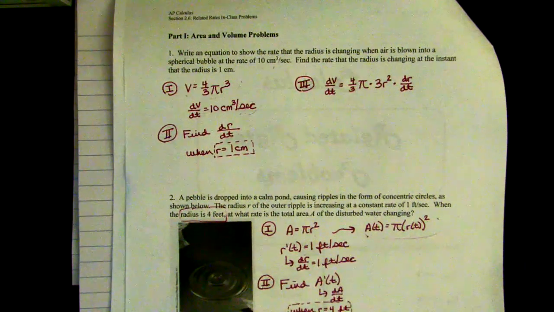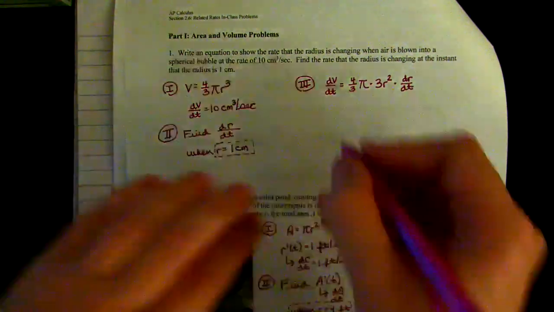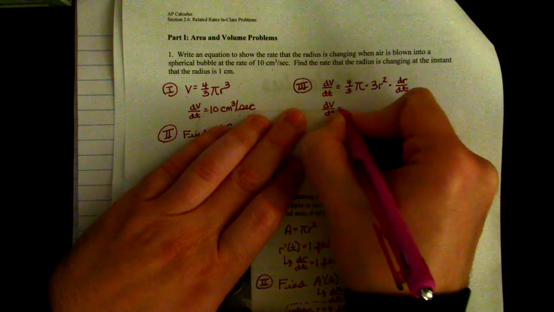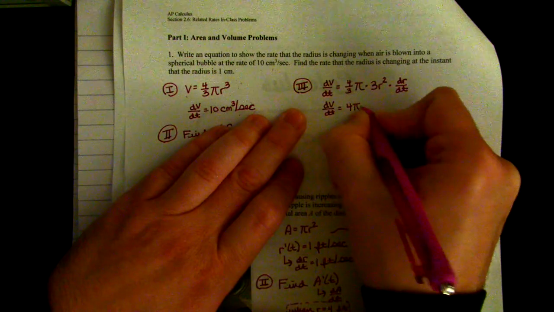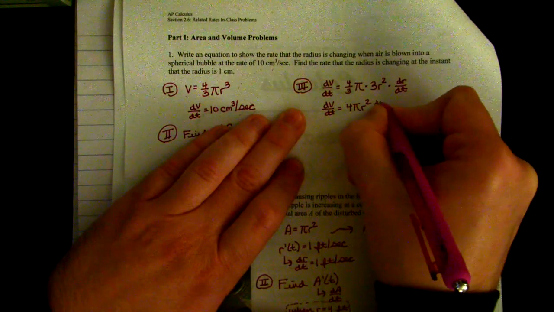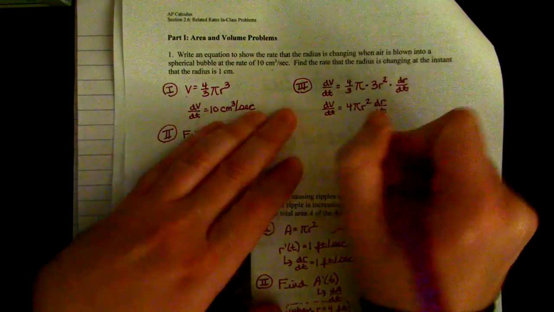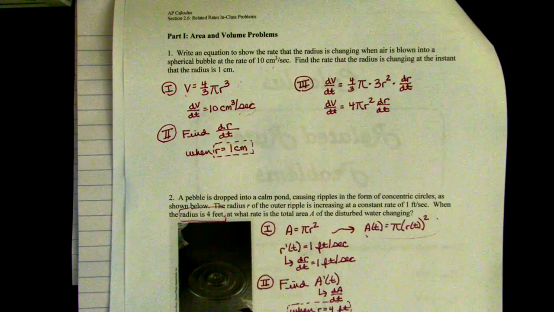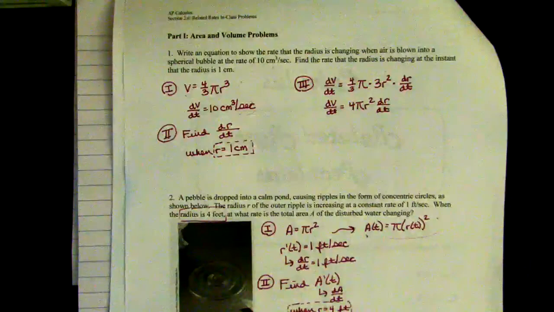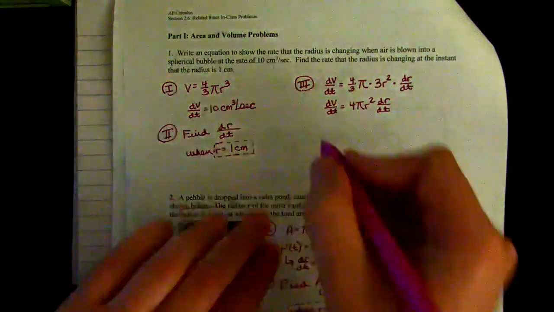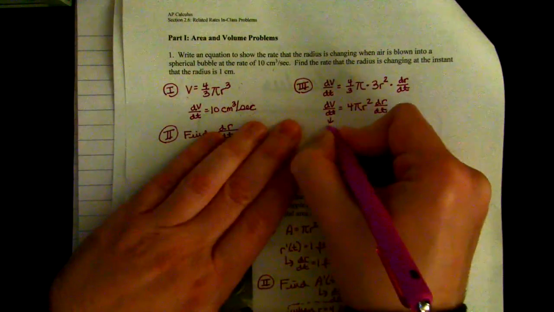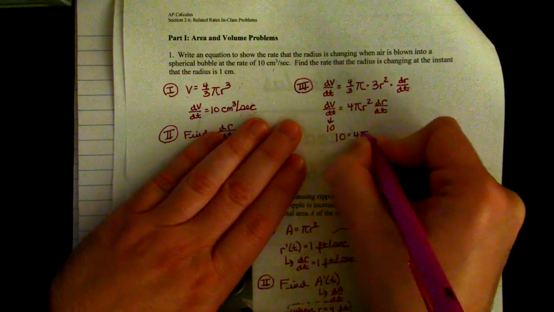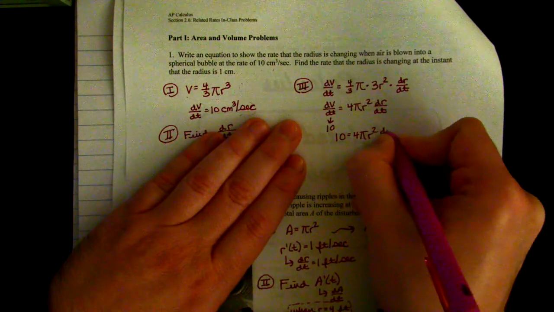I can clean this formula up a little bit, and I can say dV/dt equals 4 pi r squared dr/dt. And I'm going to fill in the rate that I'm given that is not changing. I'm going to fill in my dV/dt, which is 10 cubic centimeters per second. So I'm going to say 10 equals 4 pi r squared dr/dt.